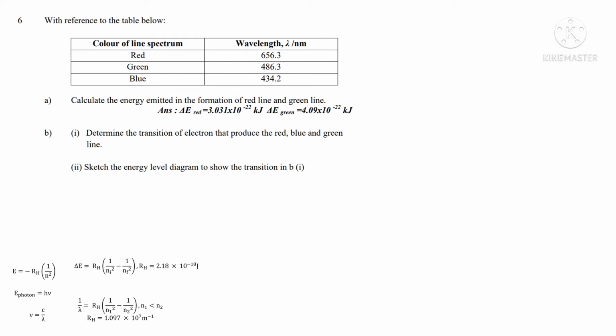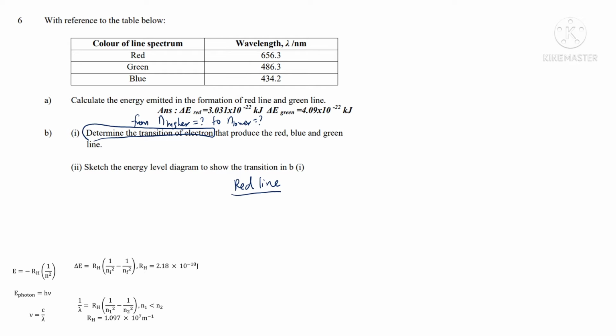So question number 6b1, we want to determine the electron transition for red, blue, and the green line. So we are going to look at the red line first. And what is electron transition? Basically, electron transition is referring to movement of the electron from which higher energy level to which lower energy level. From higher energy level to lower energy level, because in the syllabus you are learning about emission line spectrum, so it must be from the higher energy level to lower energy level.